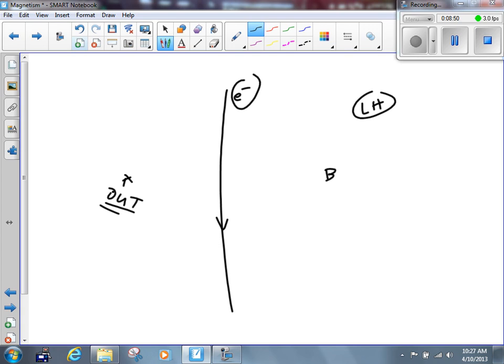Now, turn this around a little bit. Thumb is still pointing down, but now my fingers are to the right of the wire. Which way are they pointing now?